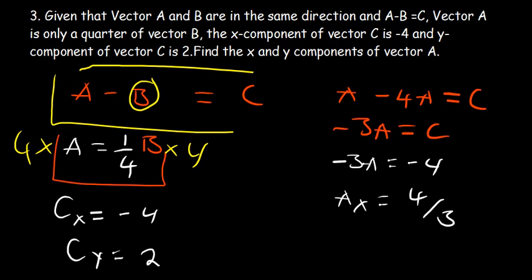I can go to the other part. So I have -3A is equal to my C, my y component, which is 2. In this case, since one is positive and one is negative, my y component is just going to be -2/3. So I've found the x and the y components of vector A by using the relationship that was given in the question.